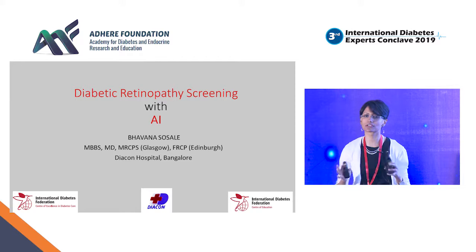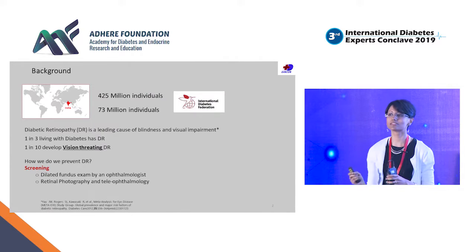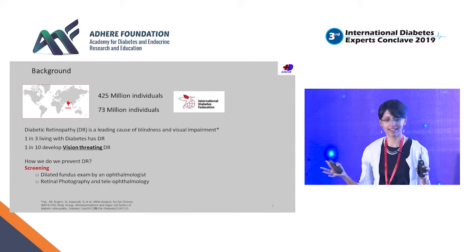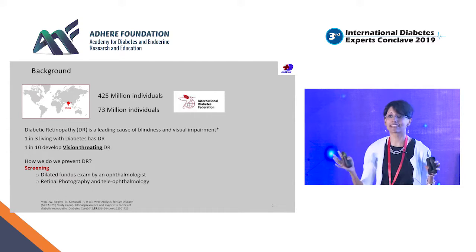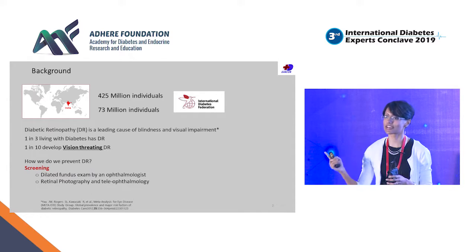So why do we need to screen for diabetic retinopathy? Just to brief on that, because we have 73 million individuals in India with diabetes as of November 2018, and it's probably much more now. And if you think of actual numbers, if you have 3 people with diabetes, 1 out of those 3 has diabetic retinopathy. And if there are 10 people in this room with diabetic retinopathy, 1 out of those 10 has vision threatening diabetic retinopathy, which means what?